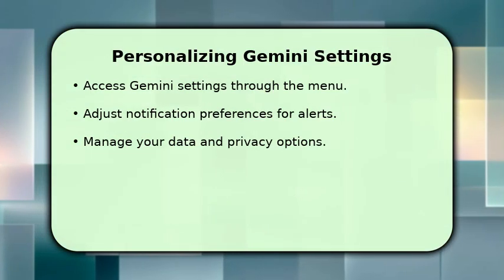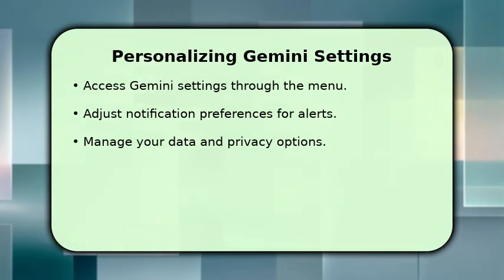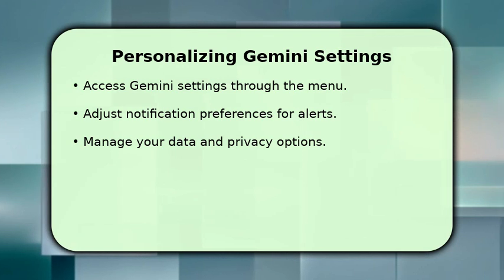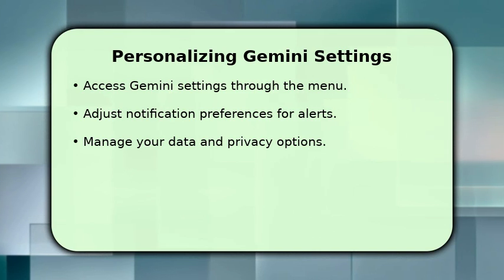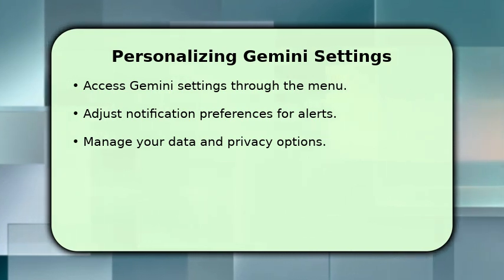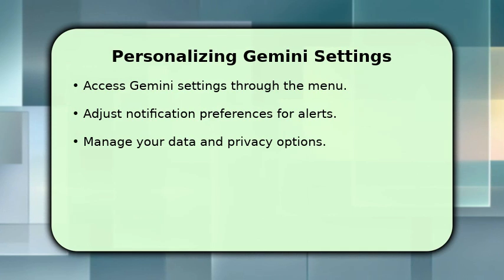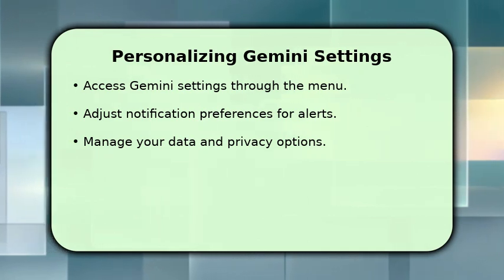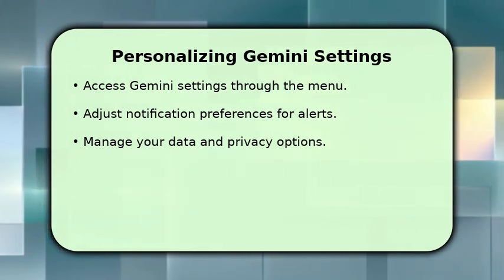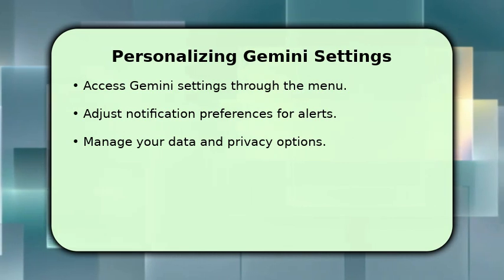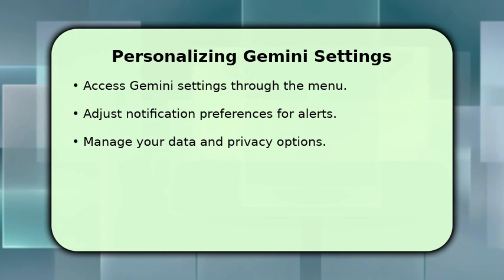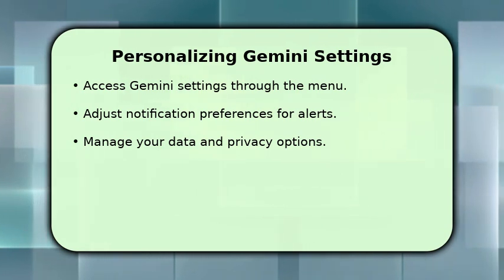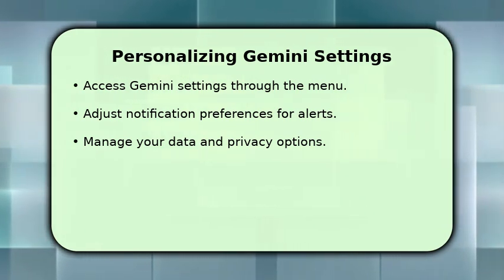To personalize your Gemini experience, navigate to the Settings menu within the Google app. Here, you can adjust various preferences, such as notification settings, to control how Gemini communicates with you. You can also manage your data and privacy options, ensuring your interactions are handled as you prefer. Taking a few moments to customize these settings will enhance your overall use of Gemini.